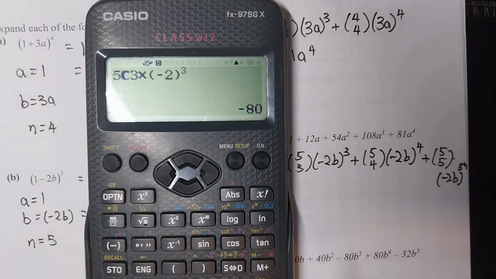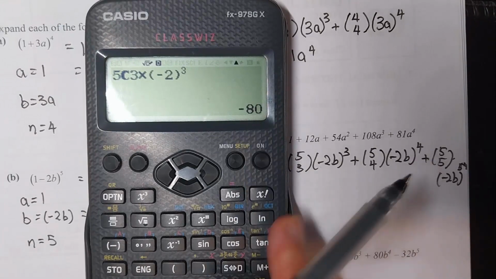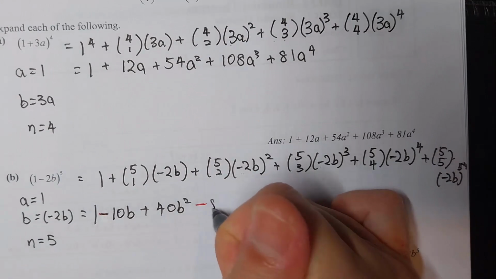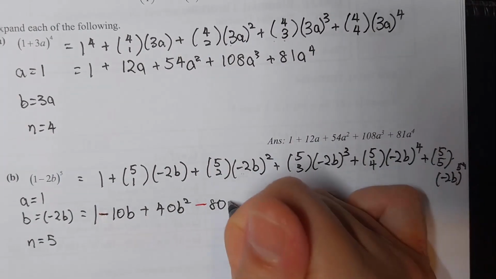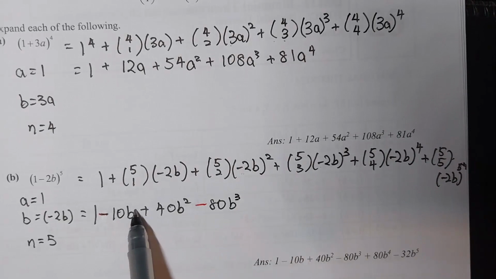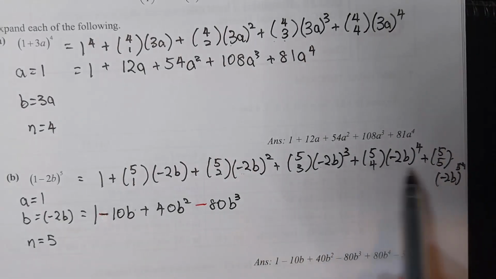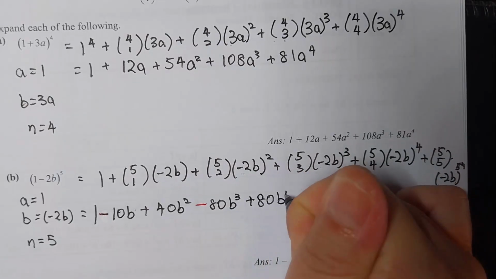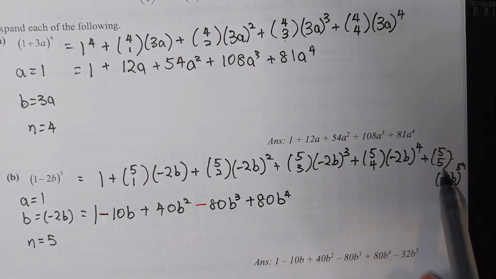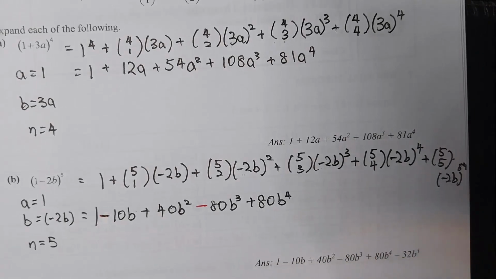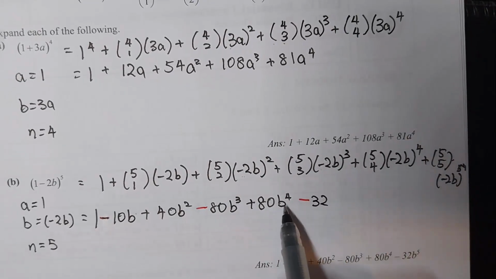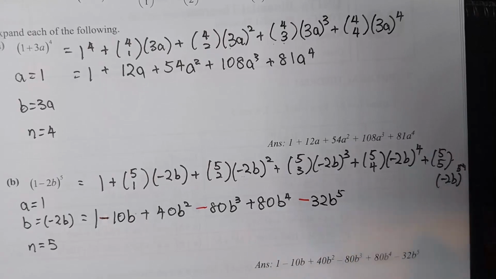And we will get negative 80. So we will have minus 80, which is from here, right? So it will be for b cubed. And the power should be in increasing order in this case. And if we press this, we will have plus 80, b power 4. And if we press this, we will have minus 32. And it will be b power 5.